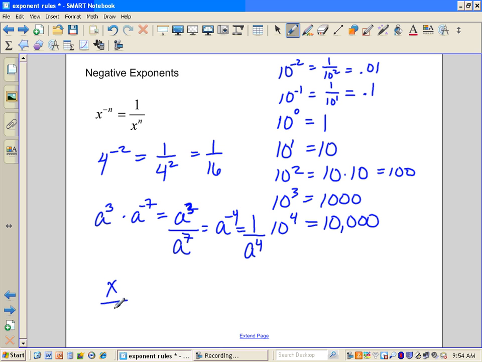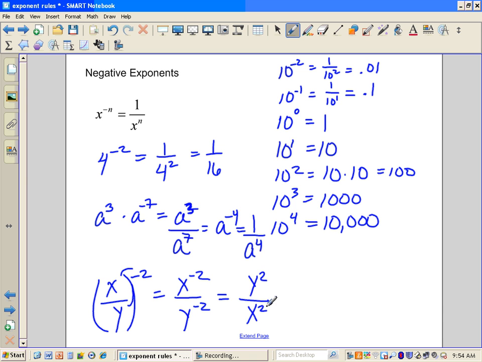Or we could have something like xy raised to the negative 2nd power. Distributive property to both parts. This becomes x to the negative 2 over y to the negative 2. Now, here's where it gets tricky. We know the one on top needs to go on the bottom to become positive. If it's negative on the bottom, it's going to come up to the top, the numerator, to become positive. So there's an example we want to remember.